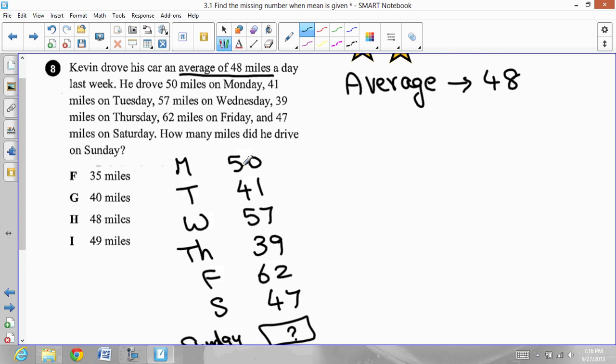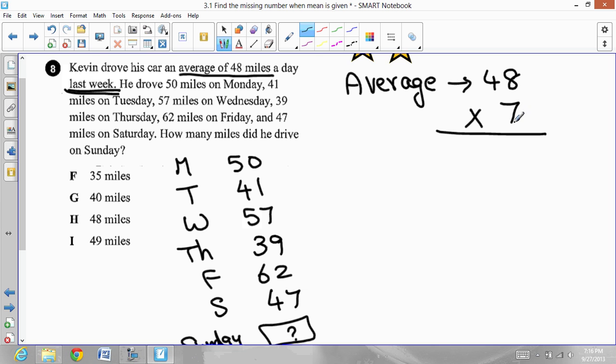So this is one set of information you were given, and this is the other set of information you were given. You are not given anything else. It is kind of like solving a puzzle. So you know the average is 48, and you know that for the 6 days he drove so many miles. You need to use just this information to figure out how many miles he actually drove on Sunday. So let's take the average, which is 48, and this average is for the last week. Remember, last week he is driving Monday, Tuesday, Wednesday, Thursday, Friday, Saturday, and Sunday. That means he has been driving for 7 days. So this average is for 7 days.